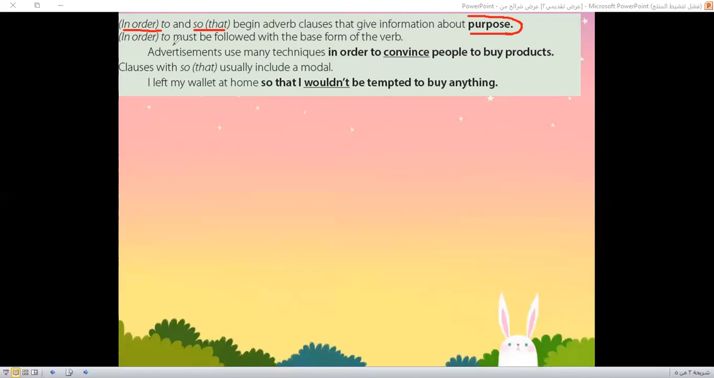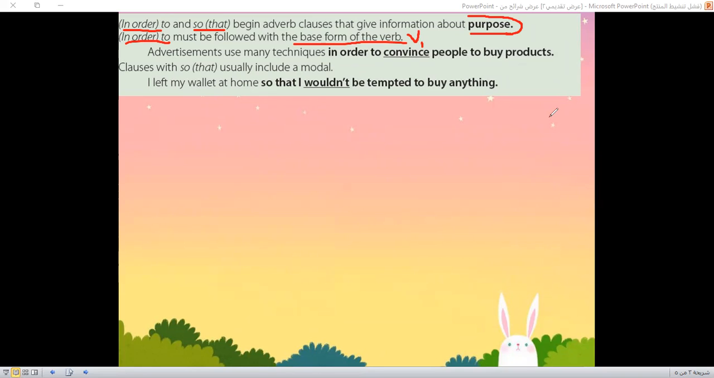In order to must be followed with the base form of the verb. Base form with the verb يعني verb 1. هذا نسميه base form of the verb. When I use in order to, لأنه دائما to طبعا هذه قاعدة تعرفونها من قبل. ما بعد to لازم يكون في البase form. طيب. For example, advertisements use many techniques in order to convince people to buy products.